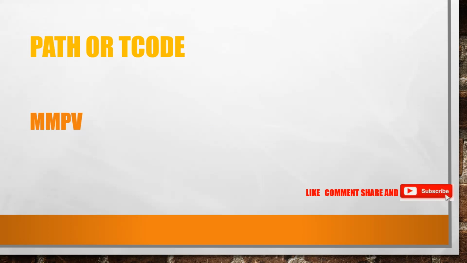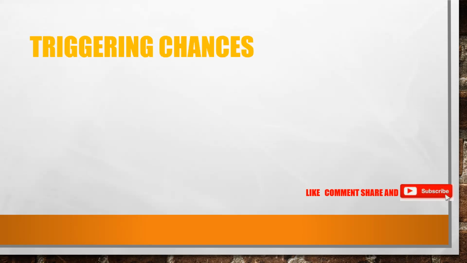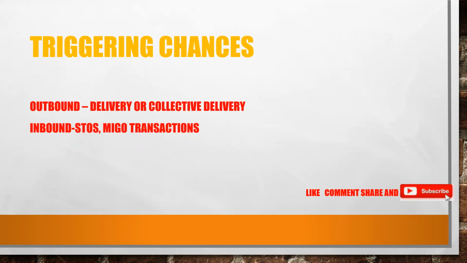If any open deliveries or open orders are there, they need to be closed or rejected, depending on the business rules. So where does it actually trigger? It triggers at outbound delivery or collective delivery most of the time. And inbound, when it comes to STOs, stock transfer orders, and if you create a regular purchase order, it triggers at MIGO time. Apart from that, when you do stock posting, I already explained in my previous videos how to do it. Generally you would use the transaction MB1C, but that is not available. So stock posting is pretty much possible through MIGO only in current S4 HANA versions.